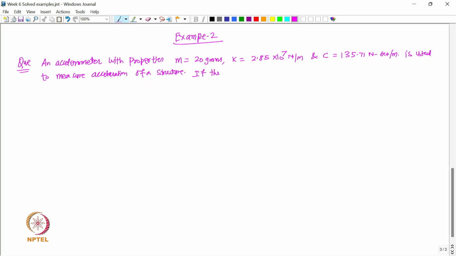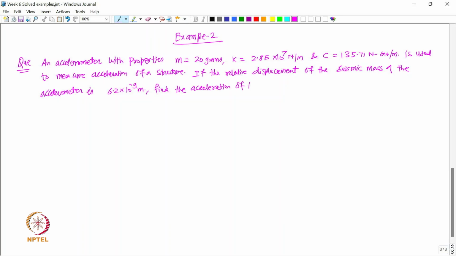If the relative displacement of the seismic mass of the accelerometer is 6.2 into 10 to the power minus 9 meters, find the acceleration of the structure in meter per second square, right. So, this is the problem.